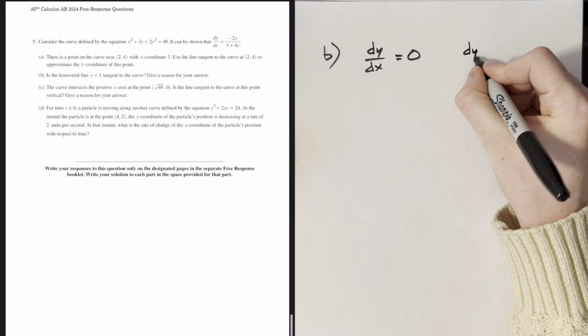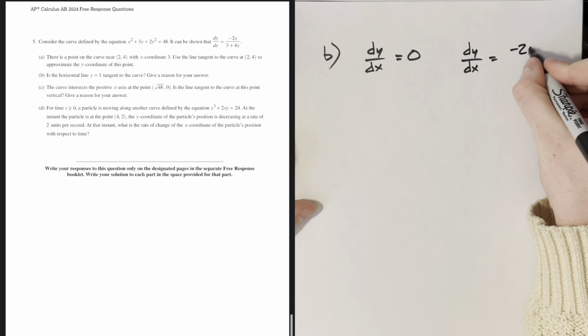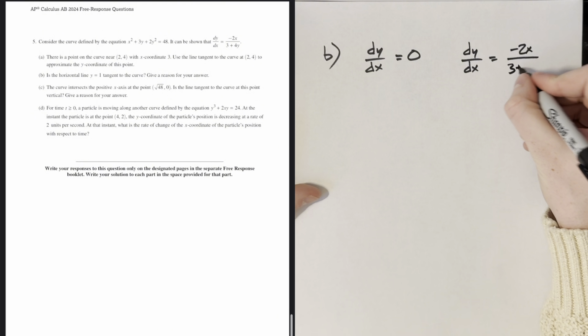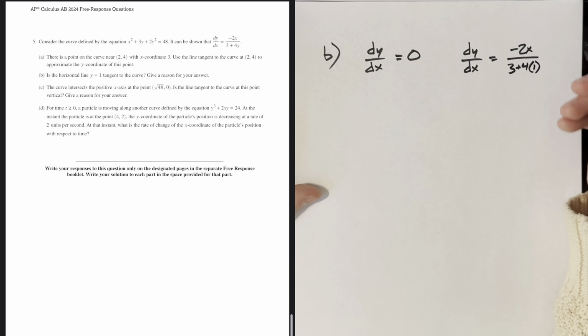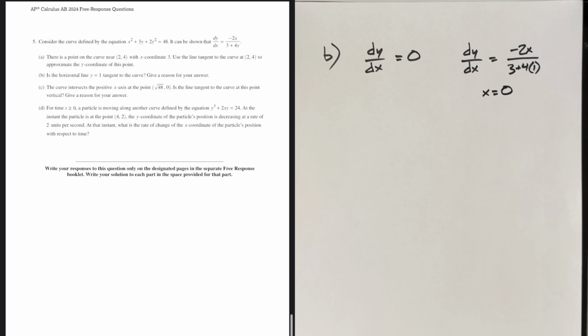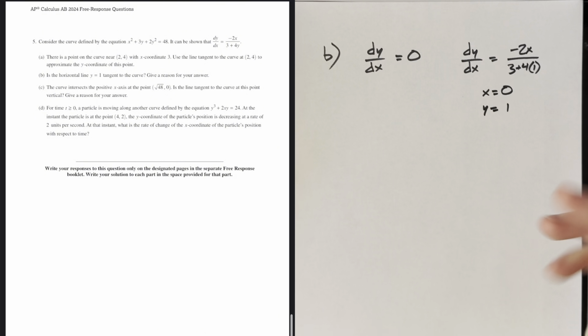That means dy/dx. We could solve for our x value by plugging it into the function, but say we don't know our x value. I would get 3 plus 4 times 1, and that would be my denominator. So my denominator is not 0, but looking at my numerator, it would have to equal 0. So in order for there to be a horizontal tangent line, x would have to equal 0. And we already know that y is equal to 1 at this horizontal tangent.